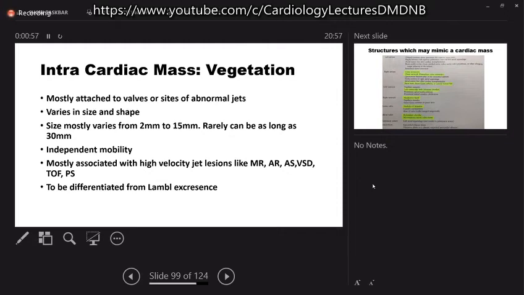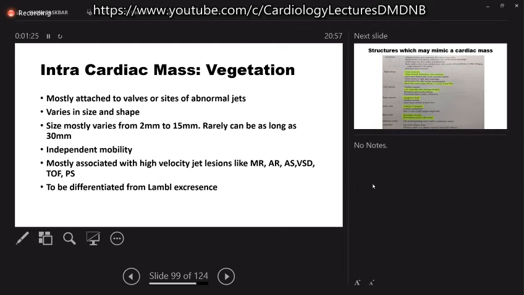embolization from the vegetations. So there is even a recommendation that for vegetations which are more than 10 millimeters, those patients should undergo surgical valve replacement and removal of the vegetation. Otherwise, they have got a risk of developing embolic episodes and may result in a stroke. It has got independent mobility. The mobility of the vegetations is independent of the valve leaflet mobility.